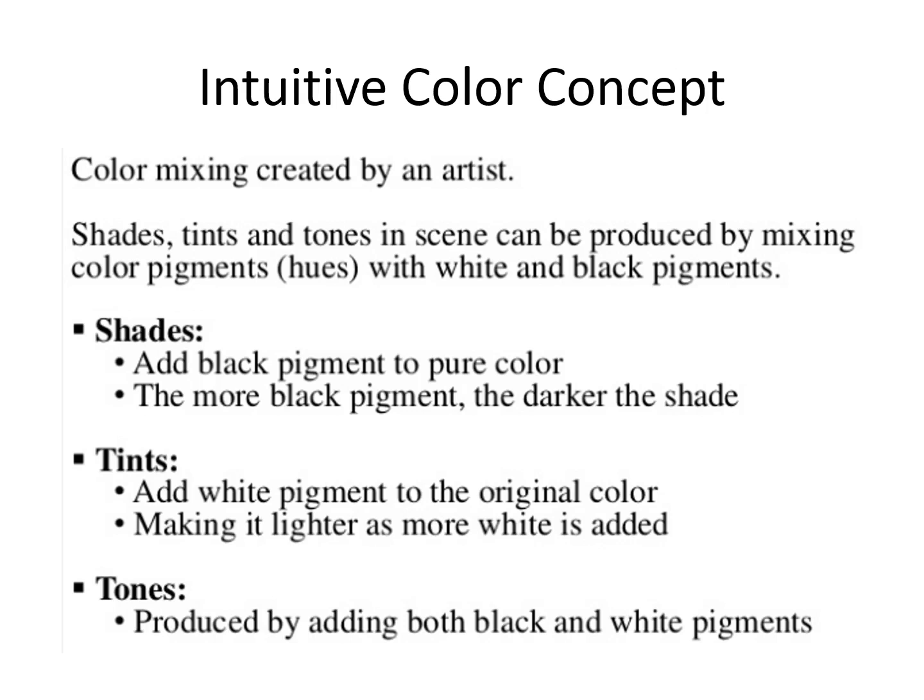Now the intuitive color concept: color mixing created by an artist. Shades, tints and tones in a scene can be produced by mixing color pigments, which we call hues, with white and black pigments. Shades: add black pigment to a pure color. The more black pigment, the darker the shade we get. Tints: add white pigment to the original color, making it lighter as more white is added. Tones are produced by adding both black and white pigments. That is how shades, tints and tones are defined.